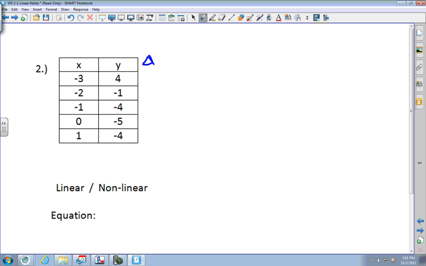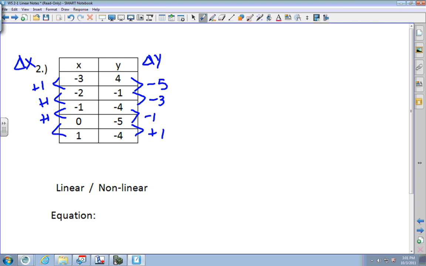The first thing I would do is delta y, the change in y right here, minus 5. Right here, minus 3, minus 1. And that's actually plus 1. It's going back up. Delta x, the change right here, plus 1, plus 1, plus 1, and again, plus 1.